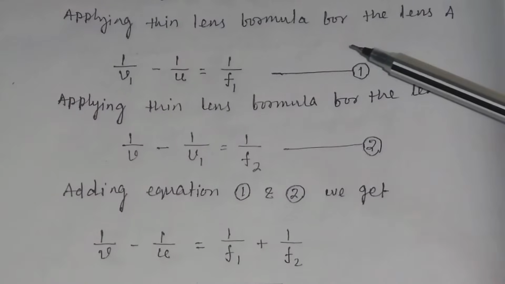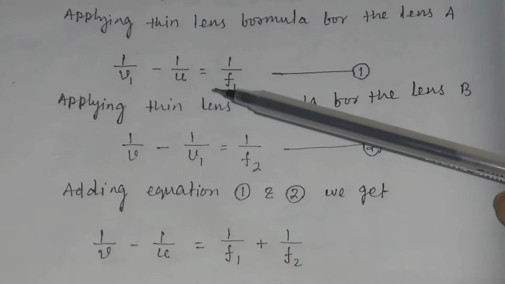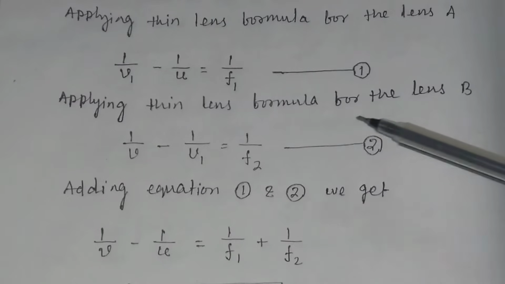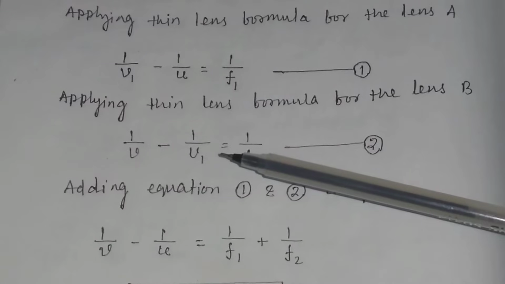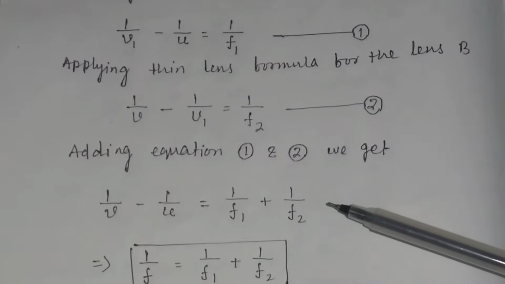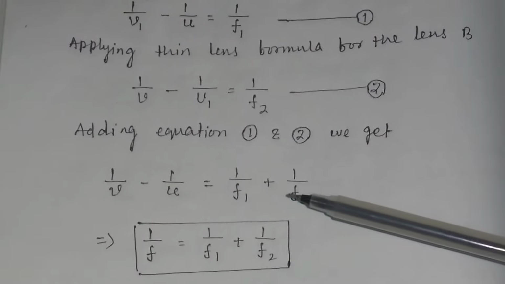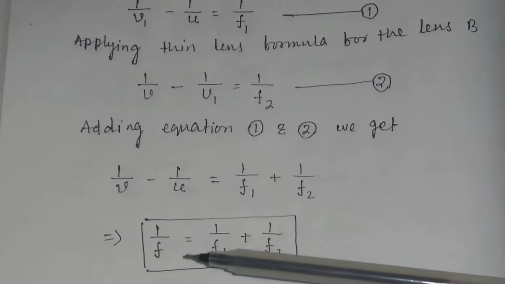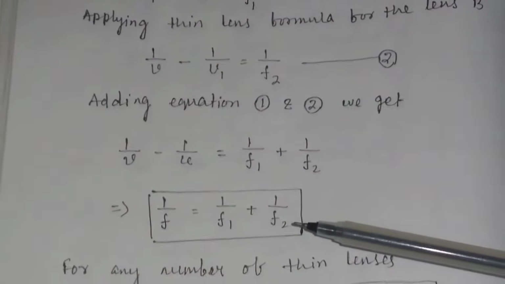Applying thin lens formula for the lens A, we get 1 by V1 minus 1 by U is equal to 1 by f1, and applying thin lens formula for the lens B, we get 1 by V minus 1 by V1 is equal to 1 by f2. So adding equations 1 and 2, we get 1 by V minus 1 by U is equal to 1 by f1 plus 1 by f2. But 1 by V minus 1 by U is equal to 1 by f. So 1 by f is equal to 1 by f1 plus 1 by f2.